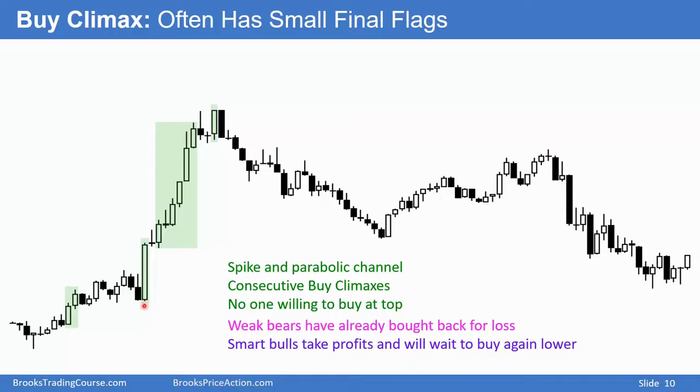When you have a series of consecutive buy climaxes like this, you have weak bears selling all the way up. And at some point, they stop selling because they keep buying back for a loss. And here, the weak bears are covering probably for the final time. And the bulls are using the series of buy climaxes, especially after this pause, to take profits.